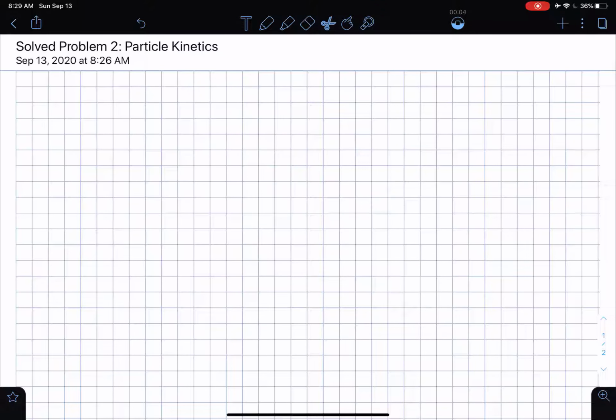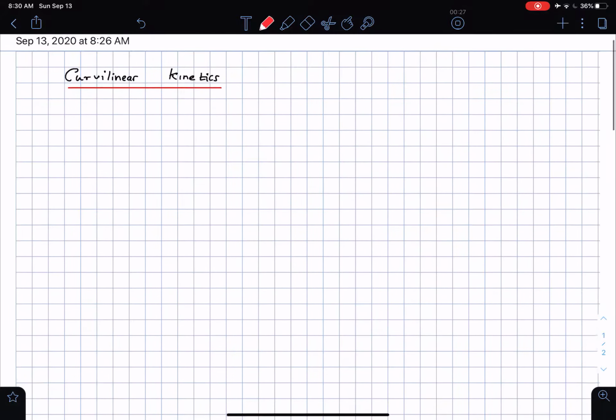We're going to be solving one more problem on particle kinetics, and this is going to be in the curvilinear coordinate system. Okay, so we're going to solve a problem on kinetics. So curvilinear kinetics, which means that typically the motion is not along a straight line path, it's going to be along a curved path. And very nice problem.